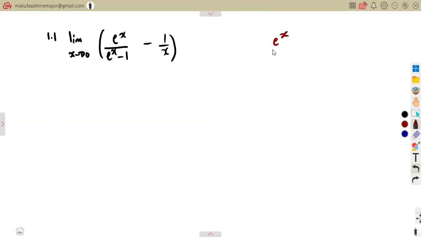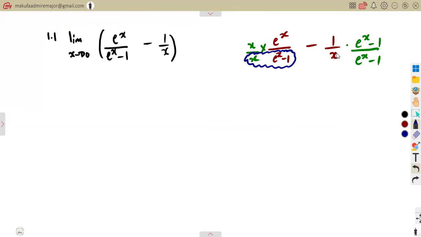We are given e to the exponent of x over e to the exponent of x minus 1, minus 1 over x. Remember, this is your N3. What we do not have here is x, so we are going to multiply by x over x, and we multiply the other by e to the exponent of x minus 1 over e to the exponent of x minus 1. The moment we do this, the denominators are the same: x times e to the exponent of x minus 1. The advantage is that you can combine the numerators because the denominators are the same.